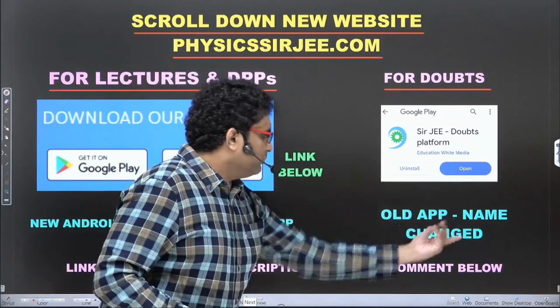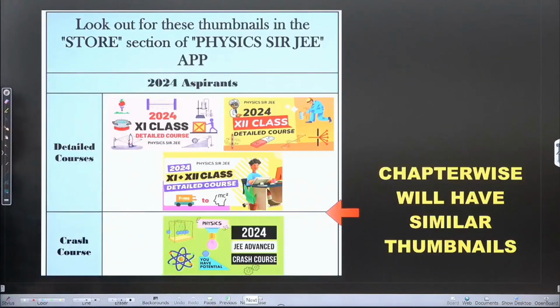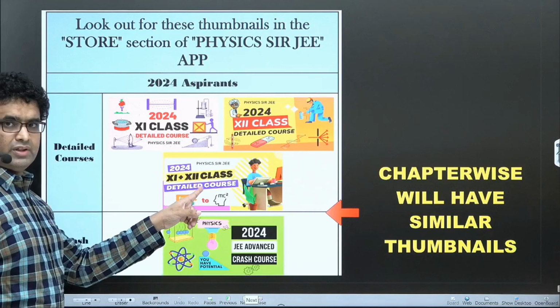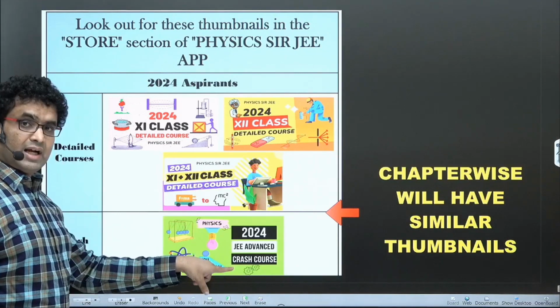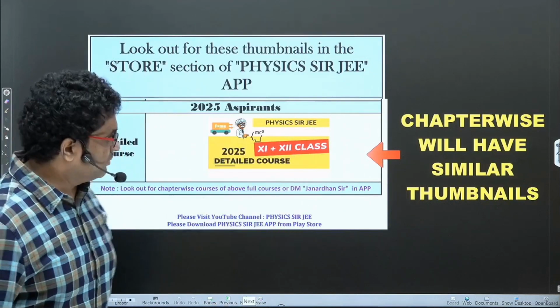The old app name was changed to the doubts group. So look out for these thumbnails. Chapter wise courses will also have similar thumbnails based on this. So this is the 2024 ones. This is the 2024 crash course ones. And the 2025 detailed course will have these type of thumbnails.